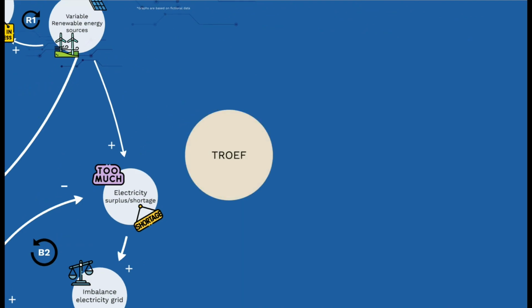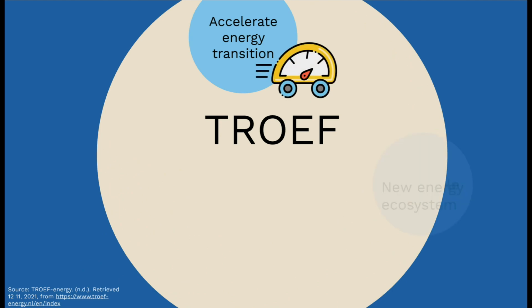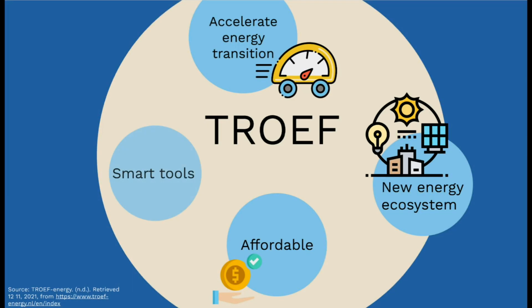TROEF is an initiative with a mission to accelerate the energy transition by developing a new energy ecosystem while maintaining the status quo of the current energy system and making it more affordable for common households. An energy ecosystem is a system where communities in which both private and commercially connected participants can exchange locally generated renewable energy with other participants.